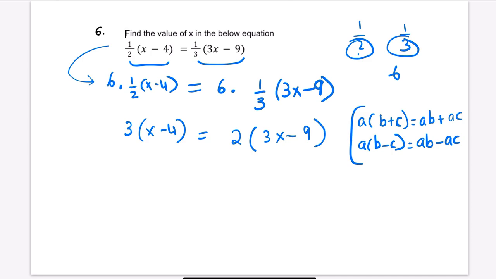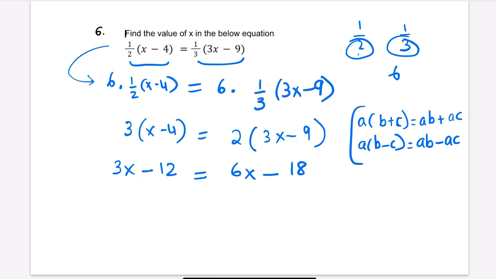So let's do that. Let's multiply the term outside, which is 3, with each term inside. 3 times x is 3x minus 3 times 4 is 12. Let's do the same thing on the right side. Let's take this 2 and multiply with each term inside. So we are left with 2 times 3x, which is 6x, minus 2 times 9 is 18.